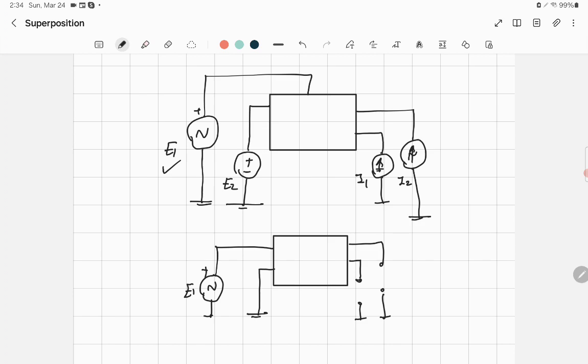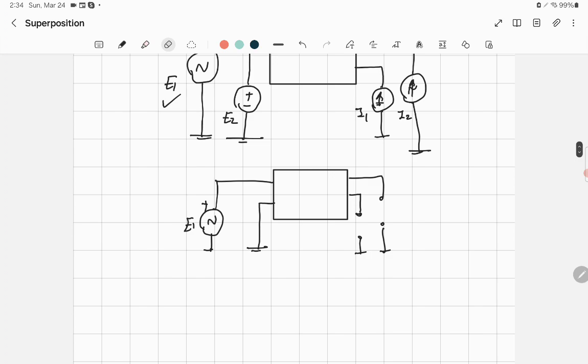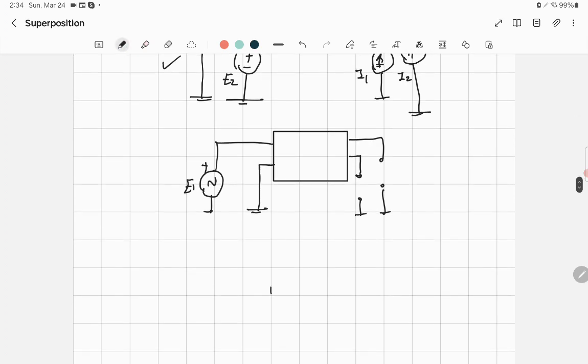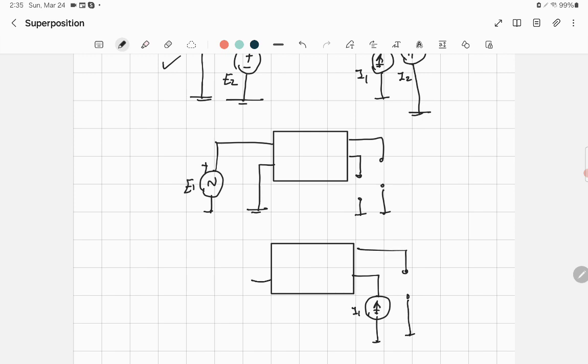The same thing, when you want to apply E2, you will have E2, and then E1 will be a short circuit. This is an open circuit. If you want to apply, for example, I1, let me give an example for a current source. You will have a current source I1 applied, and I2 is 0, and the other sources will be short circuits because they are voltage sources, and only I1 is applied. So every time you apply only one source, that's how we say that it simplifies the circuit by isolating each source within a circuit and analyzing its effect independently.